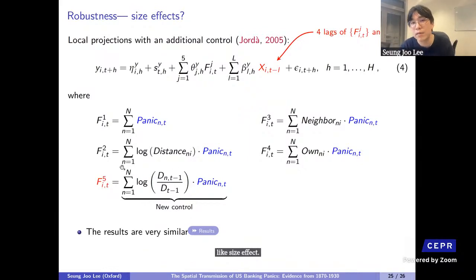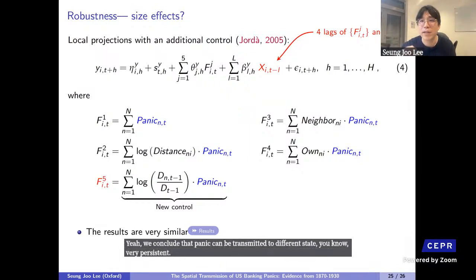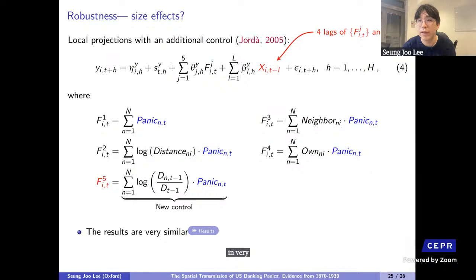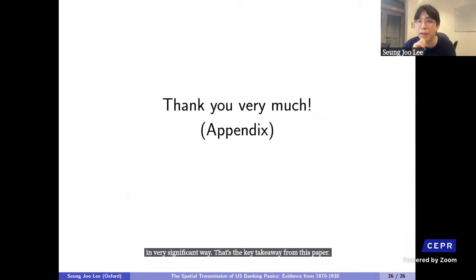We have other robustness checks, but we conclude that panic can be transmitted to different states in a very persistent and very significant way. That's the key takeaway from this paper. So thank you very much.